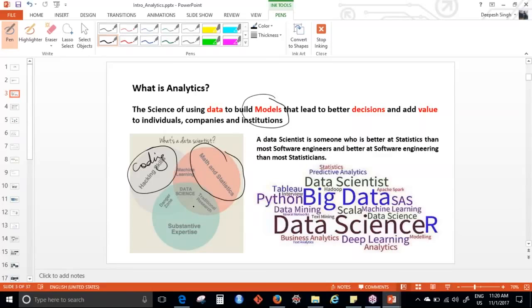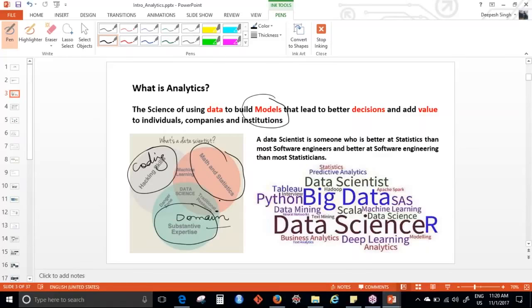Okay, and then here comes the substantive expertise. This is nothing but the domain knowledge. This is the business understanding that you have, because obviously if you are given a piece of data and you do not understand the data, you do not have any business understanding of the data, then you could not do much about it, right? So you should have a very good understanding of your data as well. That is where your domain expertise comes into the picture.